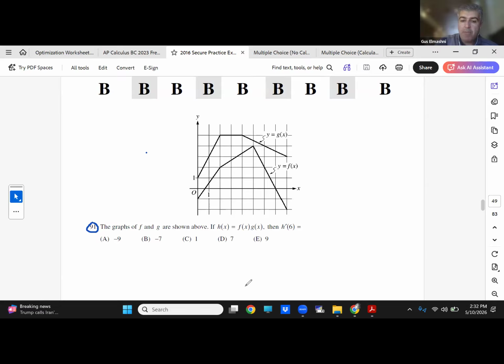Both of you guys are doing F prime G plus FG prime and interpreting the graph correctly based upon that.